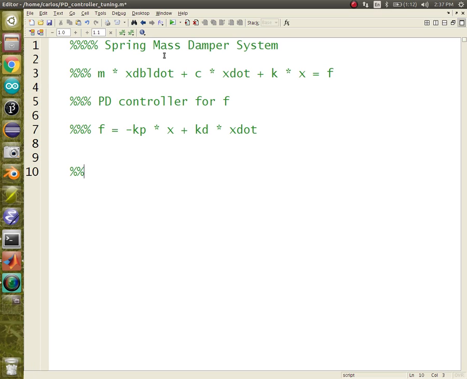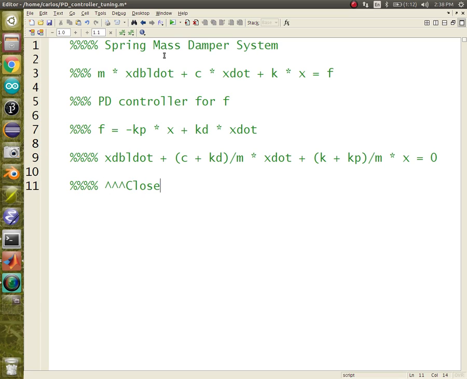So if we get our equations of motion into a form that we can actually work with, I'm going to divide out by m, and I'm going to move the controller f to the other side. I'm going to get x double dot plus c over m plus kd over m times x dot plus k plus kp over m times x equals 0. Okay, and so this is my essentially closed loop system here.